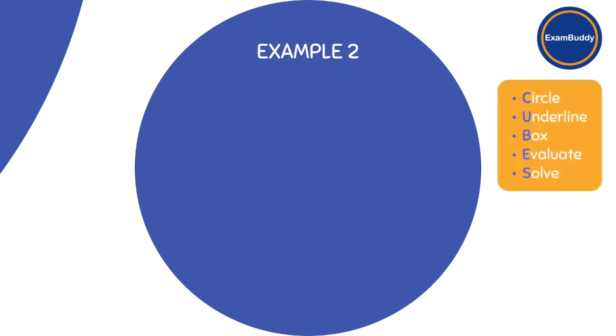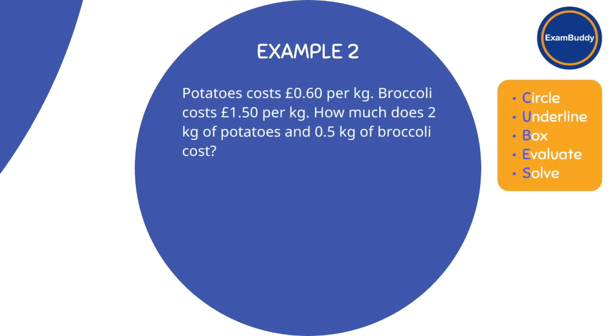So, as before, let's read the question. Potatoes cost 60p per kilogram. Broccoli costs £1.50 per kilogram. How much does 2 kilograms of potatoes and half a kilogram of broccoli cost? So as before, we'll start by circling the relevant numbers. Next, we'll underline the part of the text that is the question. How much does 2 kilograms of potatoes and half a kilogram of broccoli cost?